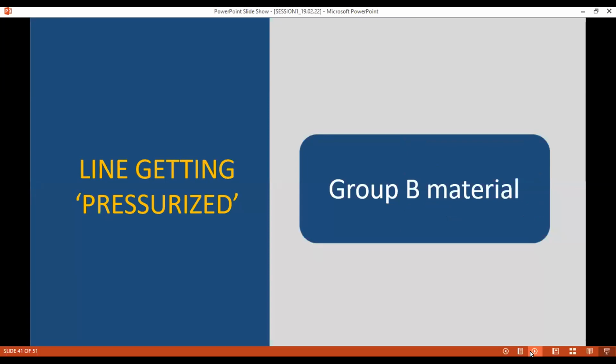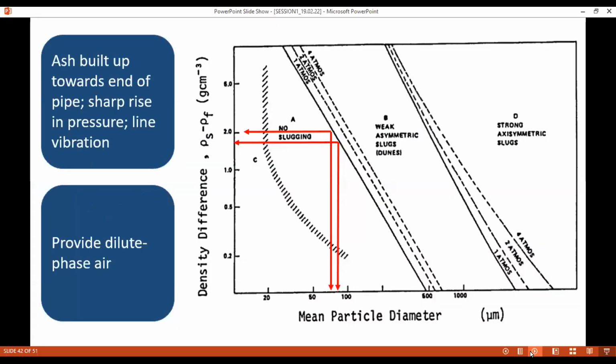This is a typical characteristic of the group B material. I'm not going to go into the diagram of this because of the lack of time, but sometimes you have very dilute phase type material. Typically, if the particle size, I'm saying this in a very vague way, is above 100, 110 micron, and if it is sandy, that's very important, the feel of the ash, sandy, coarser, it's probably a group B material. Group B material means where you start to form slugs if you don't give enough air.